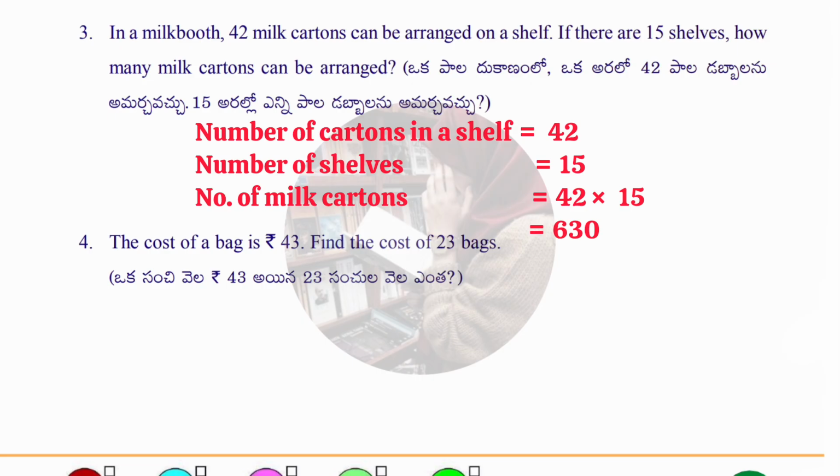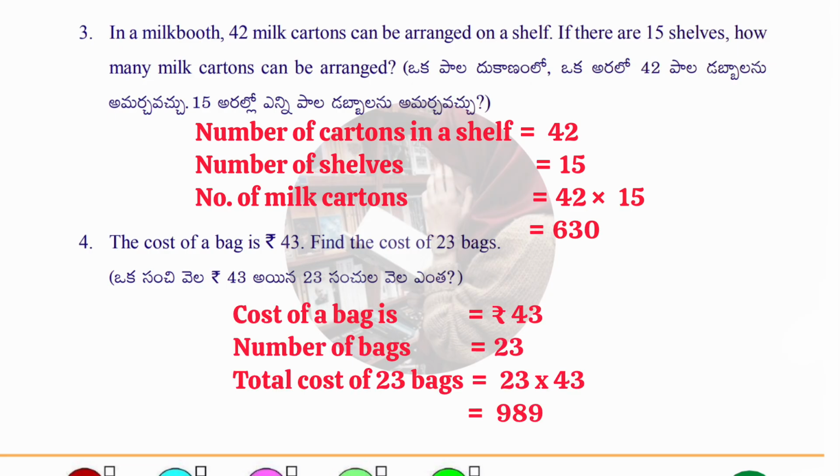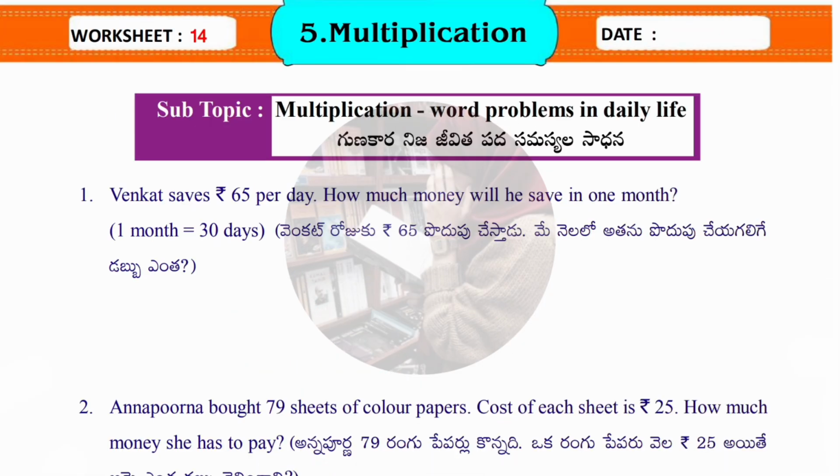Got it, guys? Let's move on to the fourth question, which is the cost of a bag is rupees 43. Find the cost of 23 bags. So answer is cost of a bag. What is given? Rupees 43. Next, number of bags given 23. So total cost of 23 bags means we have to do the multiplication of 23 multiplied by 43. Okay, first do the multiplication of 23 by 4, then 23 by 3. You may get the answer as 989. So 989 is the cost of 23 bags.